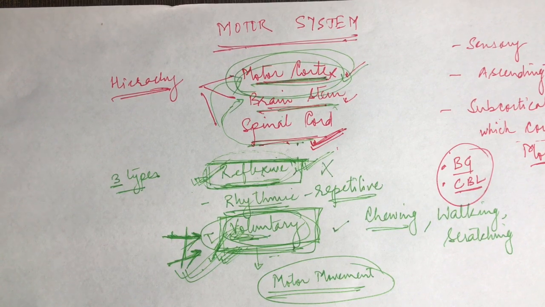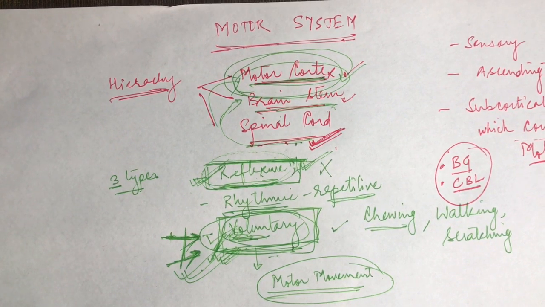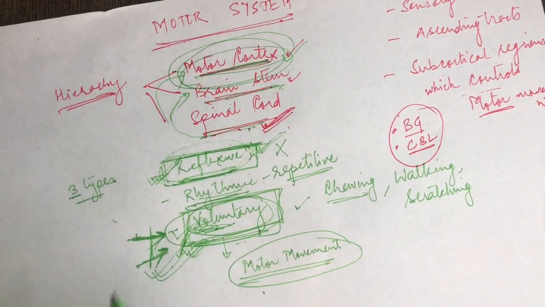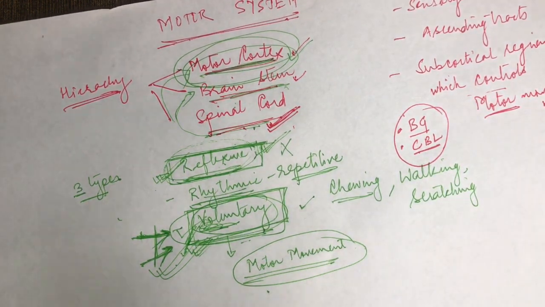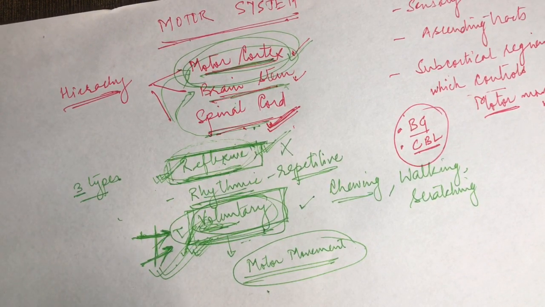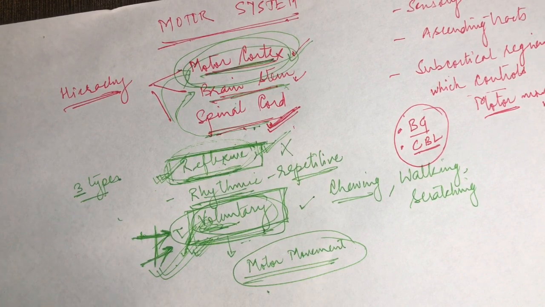Now I will give you one more example. This voluntary movement has two types of loop. One is the feedback loop and the other one is feed forward. Now what is feedback and what is the feed forward loop?